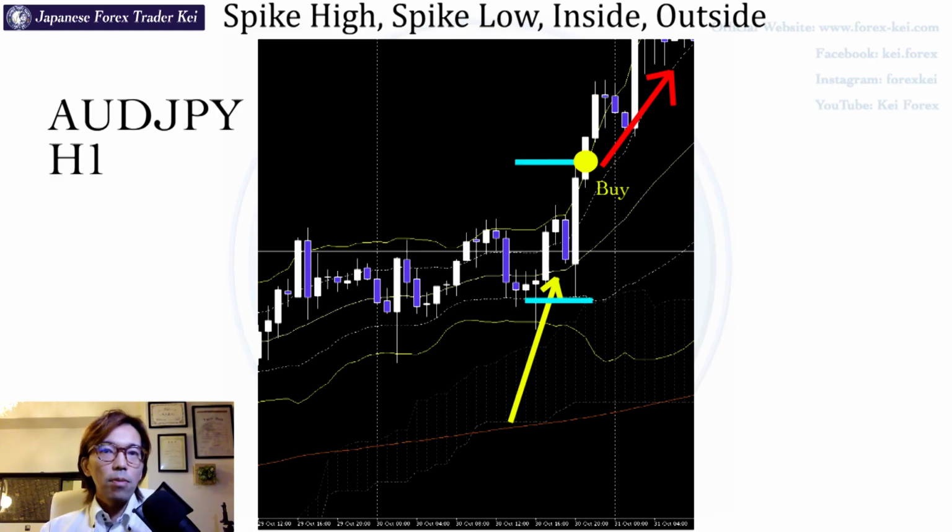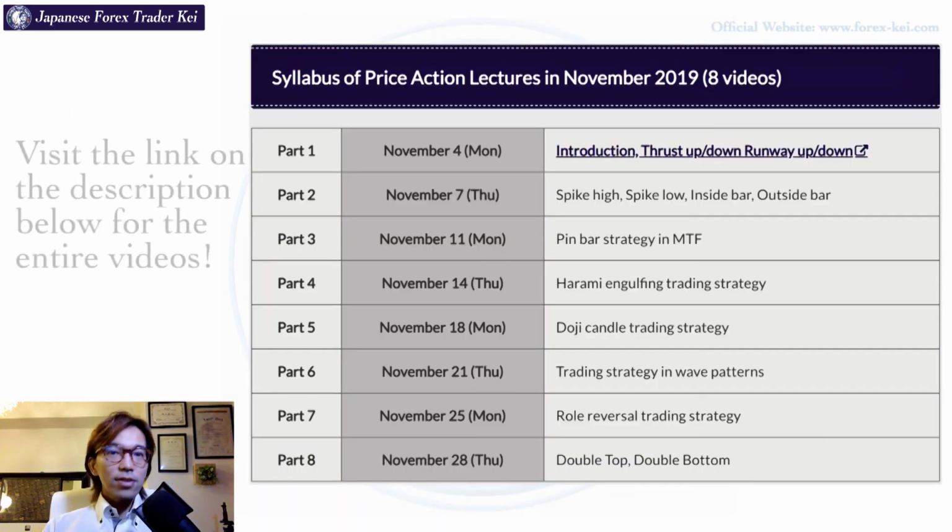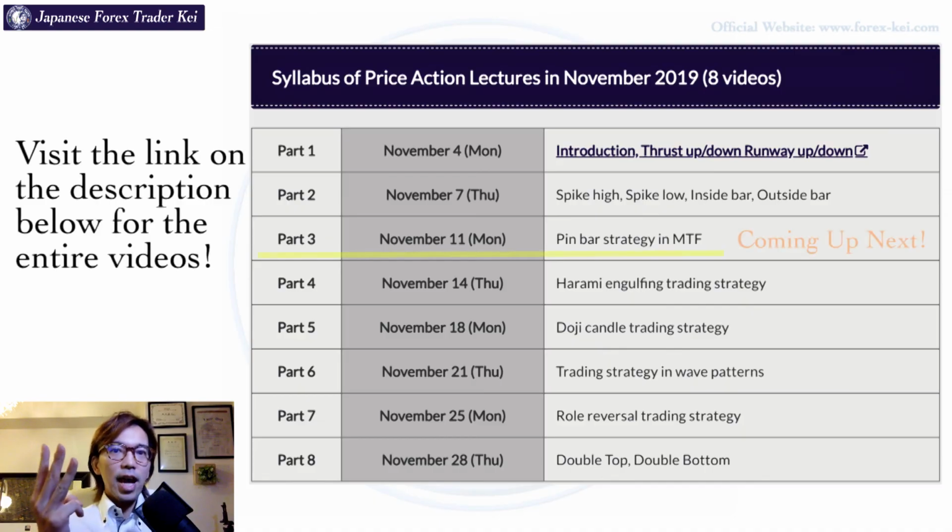So again, open up a chart and look for where you can find these 4 price actions, and make sure you check with your own eyes where they appear on the market so that you can apply it by yourself. Alright, in the next video, part 3, I'll be talking about some of the trade strategies on pin bars and how you can identify them from multiple time frame charts so that you can increase your trade accuracy.